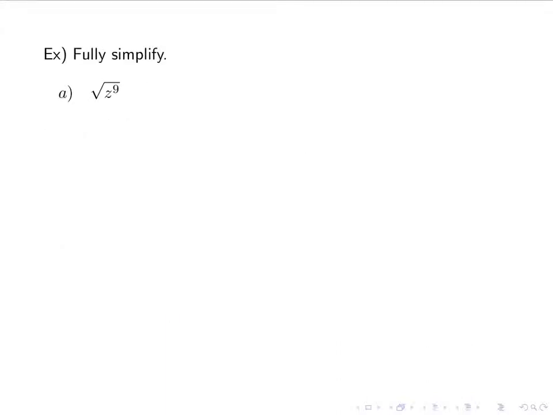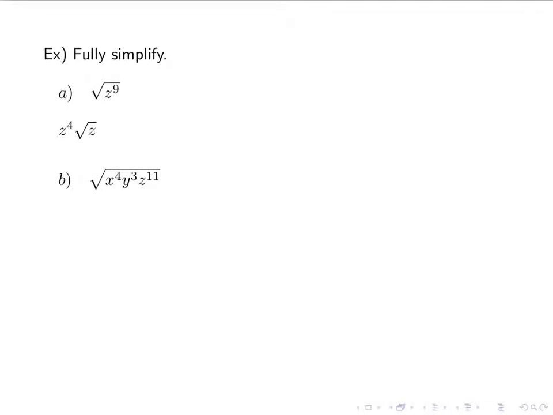So let's do some more practice with this when our exponents are odd. So question A, the square root of z to the 9th. We know that 9 is 8 plus 1. So we're going to look at z to the 8th times z, and I can square root z to the 8th and get z to the 4th times z.